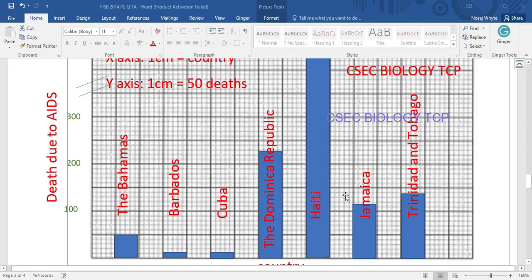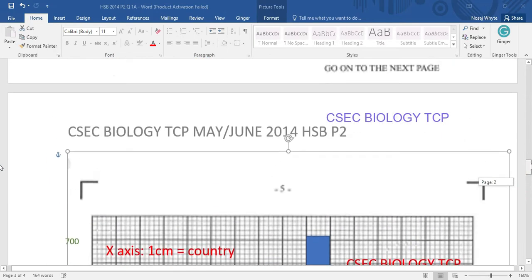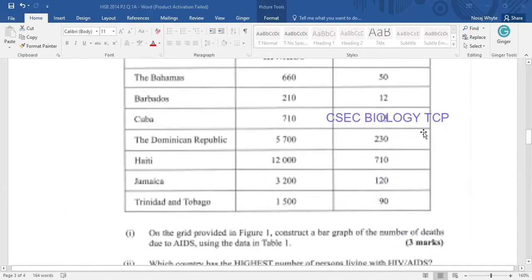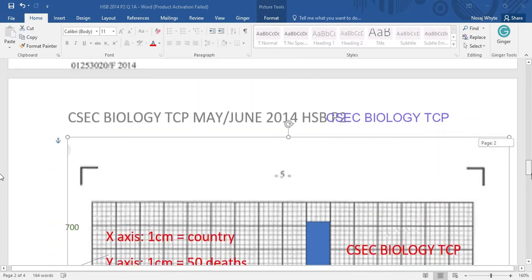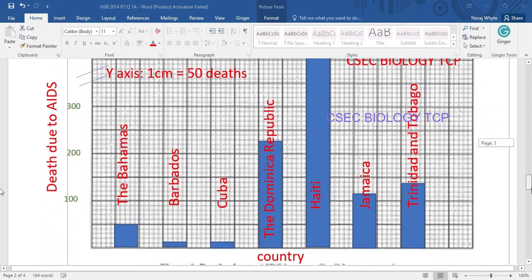Alright, great. And then we have Haiti, and Haiti is an outlier with a really big number. Going back up, Haiti has 710. Now, how do we represent 710 when our highest number so far is 230 and we really don't have that space on the graph leaf, because this is a much smaller graph leaf than we're used to.